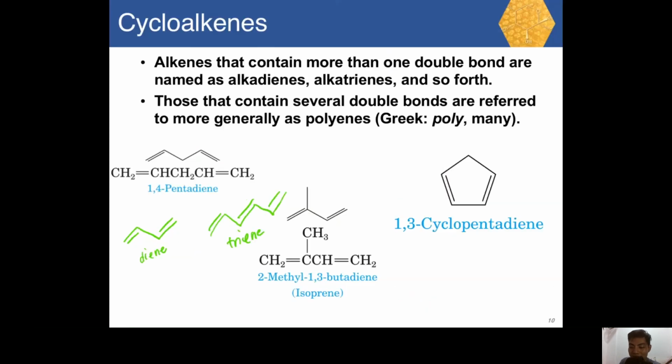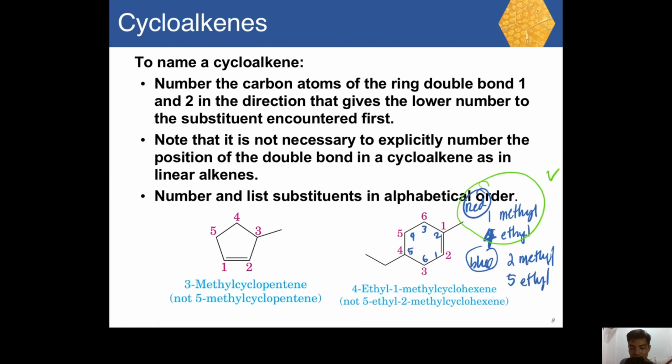Ganun lang yung idea. If you have multiple double bonds, then you use diene, triene, tetraene, etc. Okay? And this is one common compound, 1,3-cyclopentadiene. Hindi nyo naman kailangan kabisaduhin yan. Although you want to take note pa rin. So, practice muna tayo ng naming ng cycloalkenes natin before we proceed.